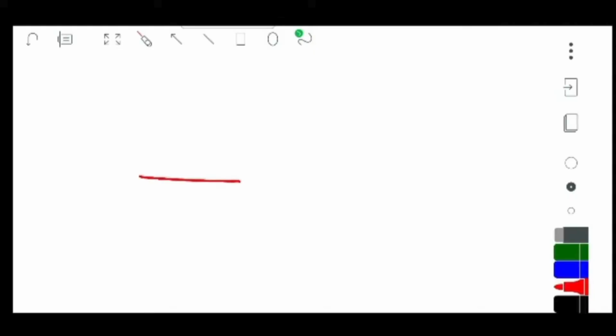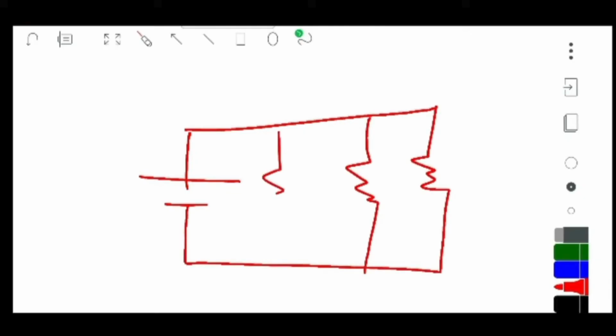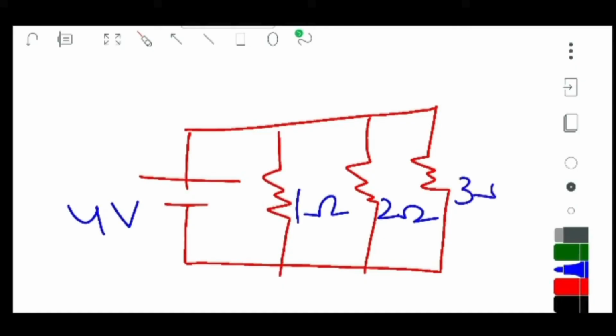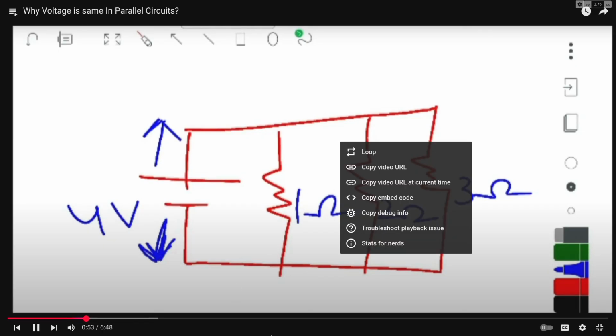So let's draw a simple parallel circuit which contains a battery and three resistors. Let's say the battery is 4 volts, and the resistors are 1 ohm, 2 ohm, and 3 ohm, and let's say the electrons flow in this direction. The conventional current flows in this direction. The conventional flow and the electron flow are in opposite directions. You must have known about this.